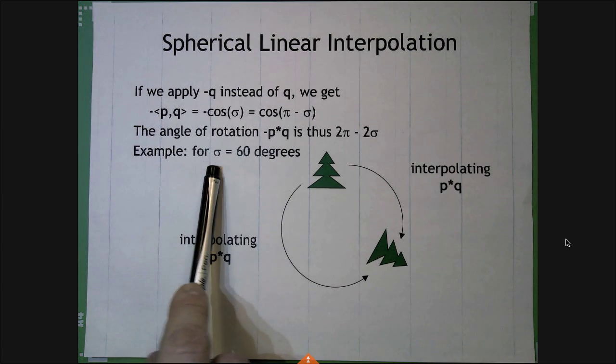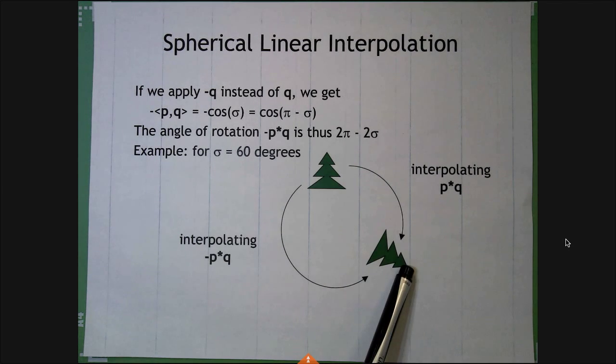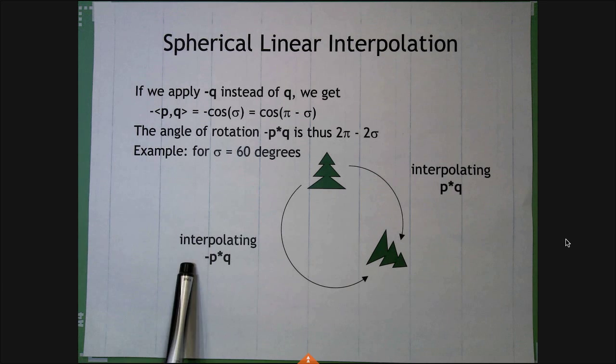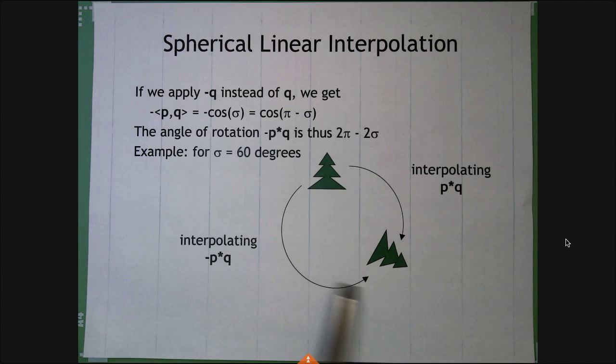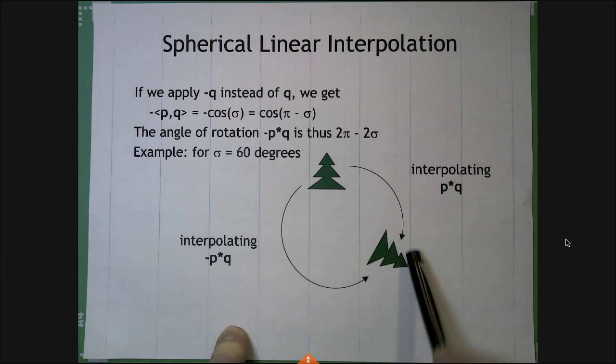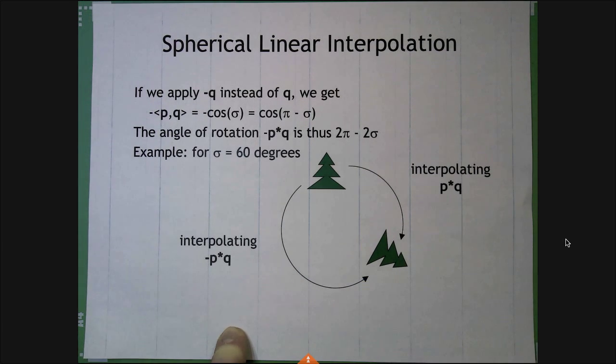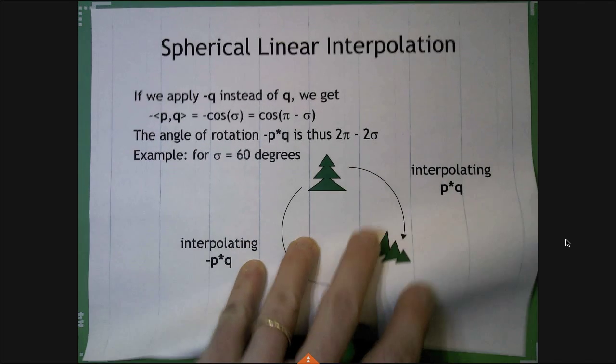So, for example, if sigma was 60 degrees, that means the relative rotation between P and Q was 120 degrees. But if I interpolate between P and minus Q instead, I am doing a rotation of 240 degrees in the opposite direction. Okay? And this is why it matters a lot, because you probably want to be interpolating the shorter path, not the longer one, right? But if you just pick randomly between Q and minus Q, you don't know which of these two paths you are taking until you look at it, and when you look at the long one, you might be disappointed. There's a cool way to look at it on a slice of the quaternion sphere.